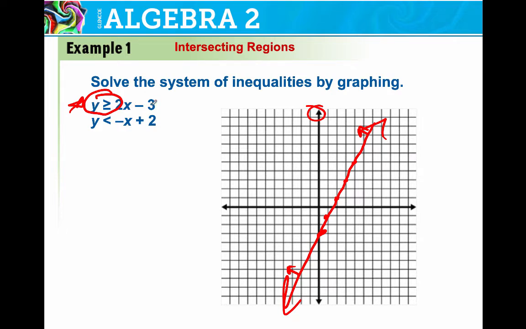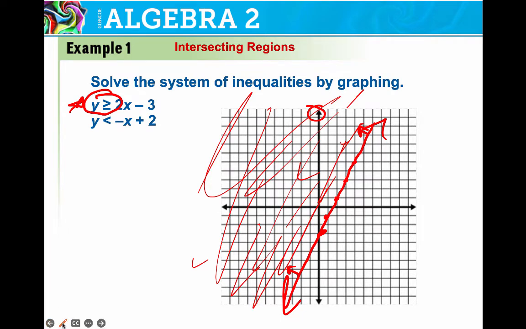Is 0 greater than negative 3? 0 is greater than negative 3, and I'm going to be shaded over here. So my red shading is going to be all of this. I'm just going to do it lightly, otherwise you can't see what you're doing on the next one.